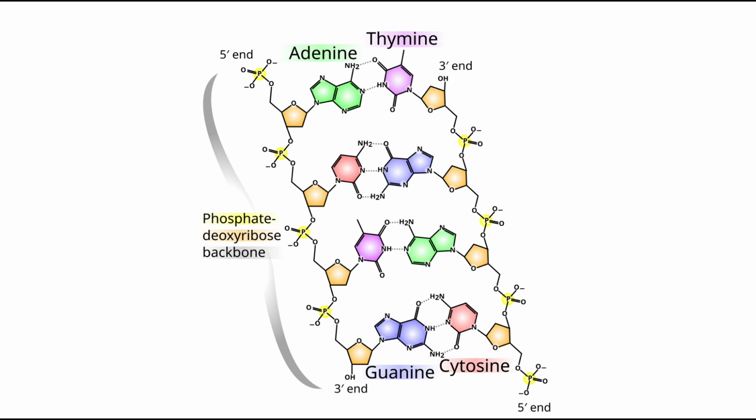A polymer thus formed has at one end a free phosphate moiety at the 5' end of the sugar, which is referred to as the 5' end of the polynucleotide chain. Similarly, at the other end of the polymer, the sugar has a free OH group at the 3' carbon, which is referred to as the 3' end of the polynucleotide chain. The backbone of the polynucleotide chain is formed by the sugar and the phosphate. The nitrogenous base linked to the sugar moiety projects from the backbone, as we can see in the figure.